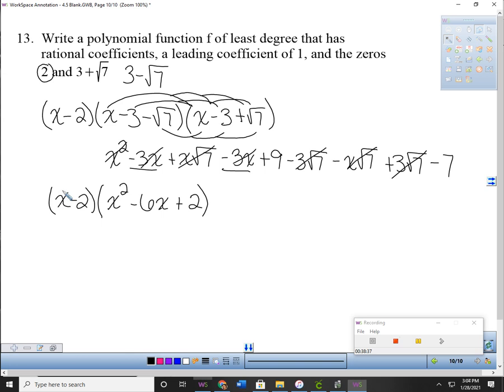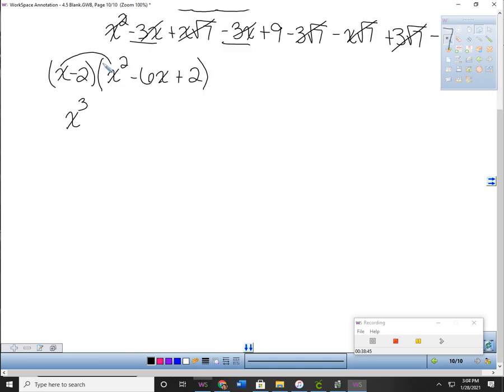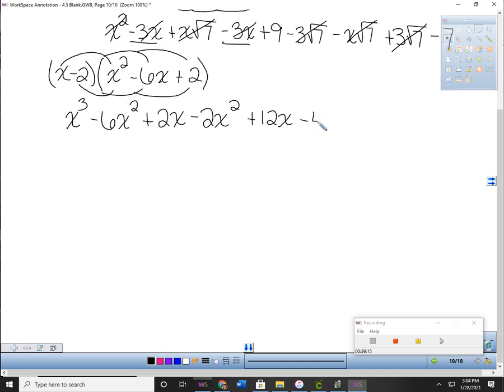Then we multiply again. X times x squared is x to the third. X times negative 6x is negative 6x to the second. And x times 2 is 2x. Then distribute your negative 2. Negative 2 times x squared is negative 2x squared. Negative 2 times negative 6x is positive 12x. And negative 2 times positive 2 is negative 4.